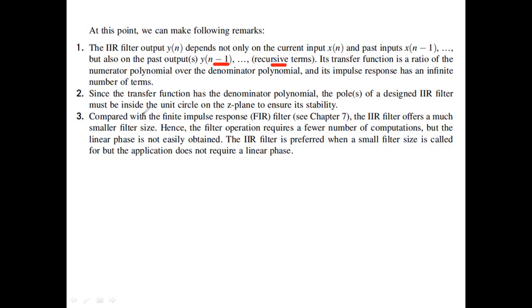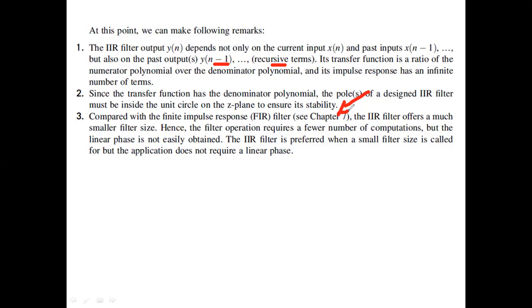The second point is that the transfer function has a denominator polynomial with poles. The poles of a designed IIR filter must be inside the unit circle on the z plane to ensure stability. So when we design an IIR filter, we will make sure it has its poles inside the unit circle. Otherwise, an IIR filter may go unstable, as I told you. An FIR filter would have been stable all the time, but an IIR can go unstable. That's why we have to take care while designing.